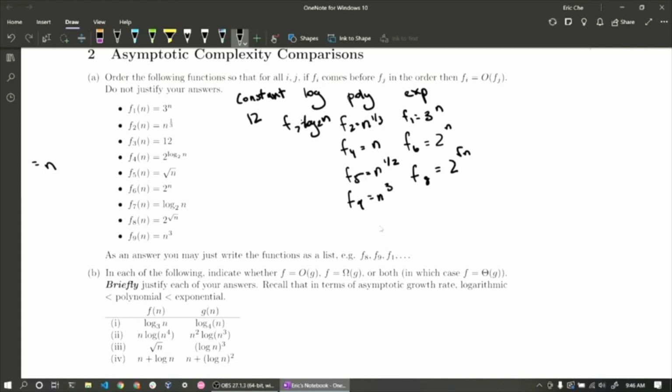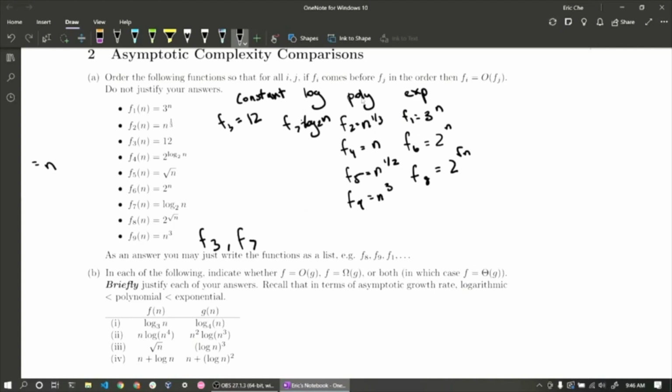Okay, awesome. So now that we have each function in their respective classes, let's go ahead and put them in a more specific order. So, sorry about that. We know that constant times are faster, so f of 3 has to be first, and then there's only one item in the log.